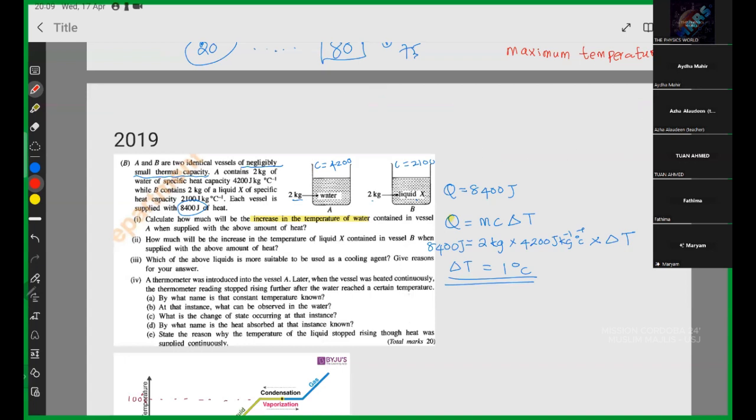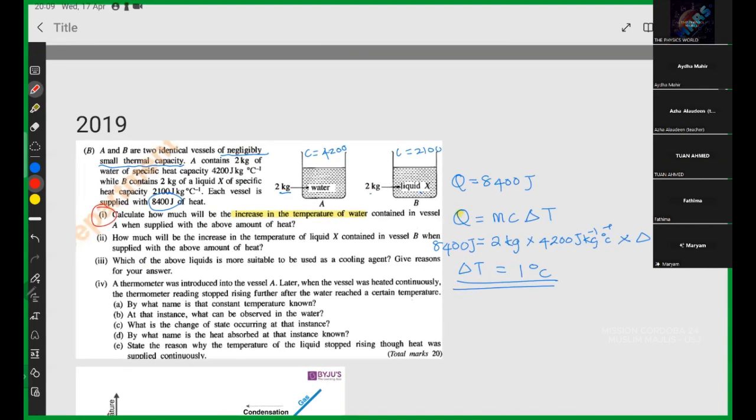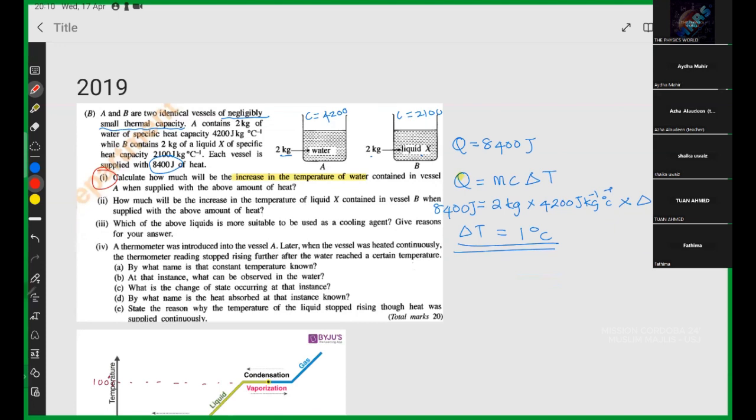This is for the BPA 2019 first question. Everyone, is it clear? Or any explanations needed in this question? Okay, understood. Then I'll move to the second one. This one, second I'm discussing, is also the same question. They are asking for liquid X in the vessel B. Same question again.